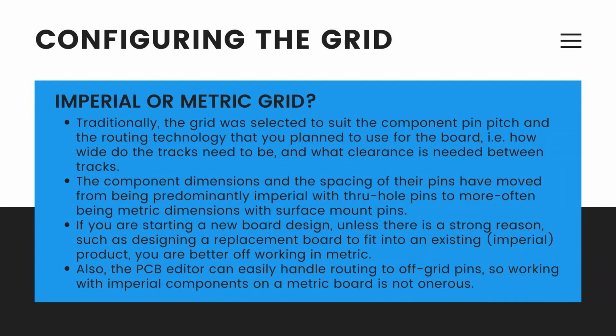Configuring the grid. The next step is to select the grid that is suitable for placing and routing components. All the objects placed in the PCB design space are placed on the current snap grid, imperial or metric grid. Traditionally, the grid was selected to suit the component pin pitch and the routing technology that you plan to use for the board. Example, how wide do the tracks need to be and what clearance is needed between the tracks.